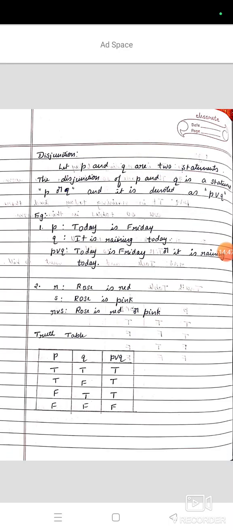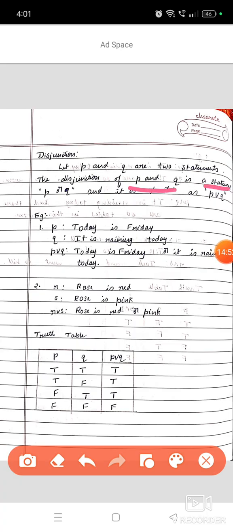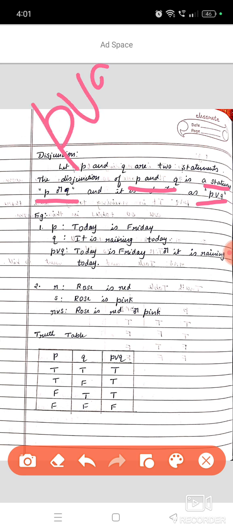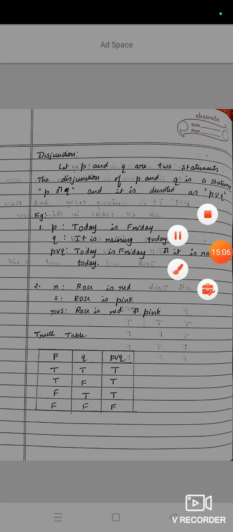Okay, let P and Q be two statements. The disjunction of P and Q is a statement, P or Q, and it is written like this, P or Q. This one is P and Q; for P or Q, we just have to change the symbol. Now, an example.